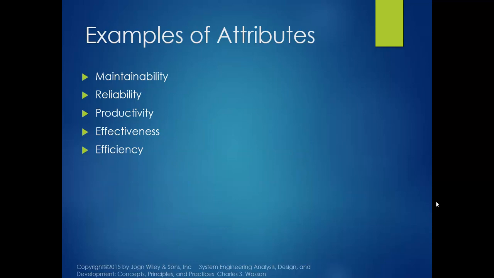Examples of attributes we will talk about are maintainability, reliability, productivity, effectiveness, and efficiency of a system. Those are just examples, but there are many like that. Usually, if you are building a system, you would like to know how frequently it will be maintained. You would like to know what kind of maintenance you need to perform, maybe the steps or the procedure needed for that maintainability.